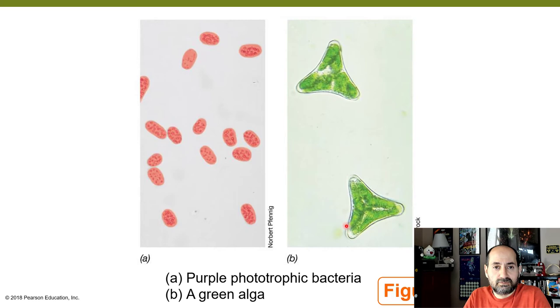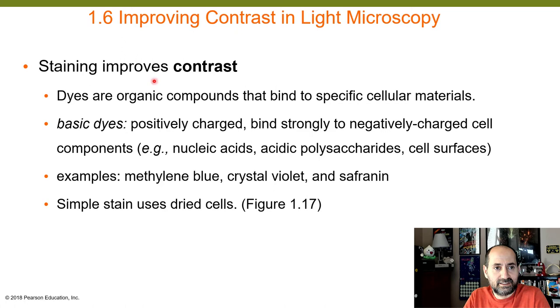Okay, so again, staining improves contrast. Dyes are organic compounds that bind to specific cellular materials. Now, most of the dye that we use in lab, remember we use dyes such as crystal violet, methylene blue, malachite green. We use different types of dye, don't we, in the lab? Most of them are basic dyes. Basic dyes have a positive charge to them, and they work great for staining the overall cell because most cells are strongly negative charged at the surface. Most cells have a negative charge at the surface, so why not use a basic dye, a positively charged dye that sticks well to that charge?